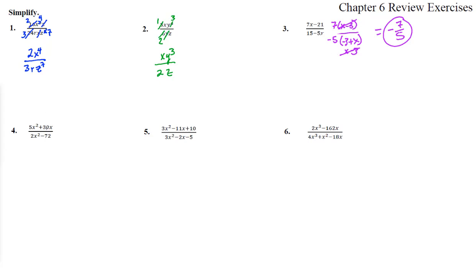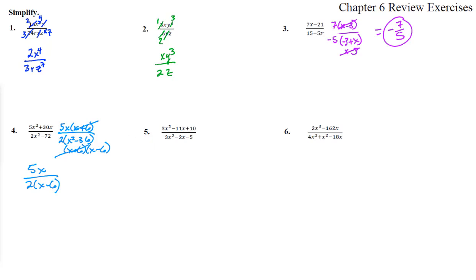All right, number 4. Take out a 5x on the top, and we're left with x plus 6. And on the bottom, a 2, and we're left with x squared minus 36, which is x plus 6 times x minus 6, a difference of squares. So the x plus 6 will cancel, and we're left with 5x over 2 times x minus 6.